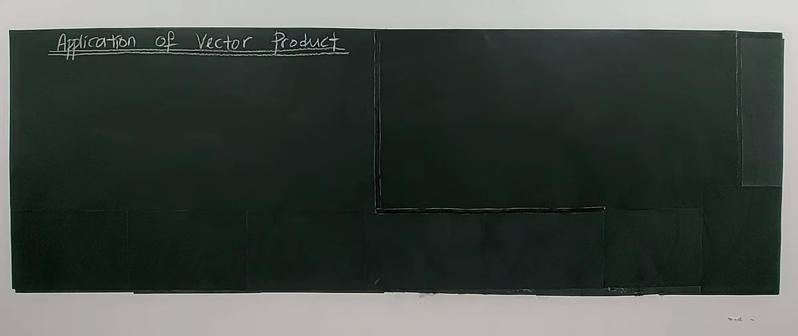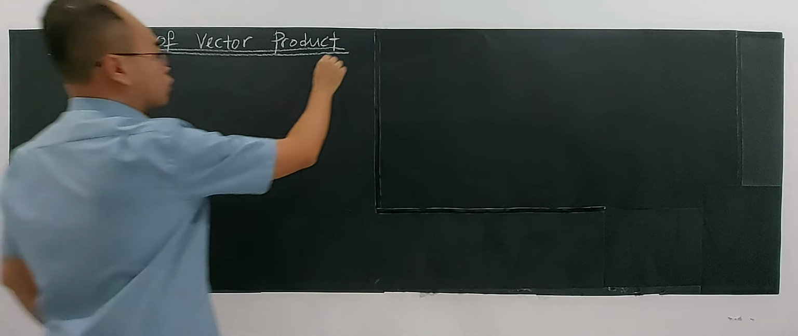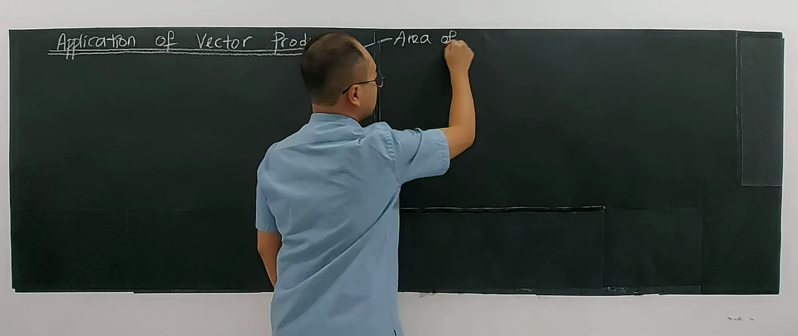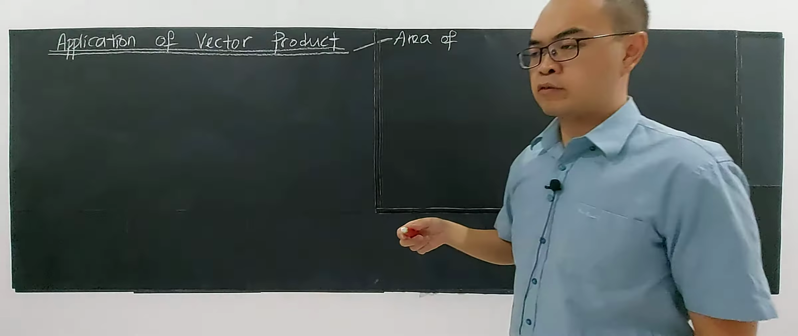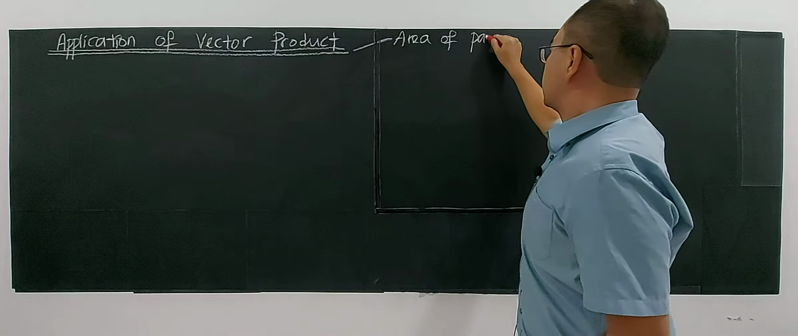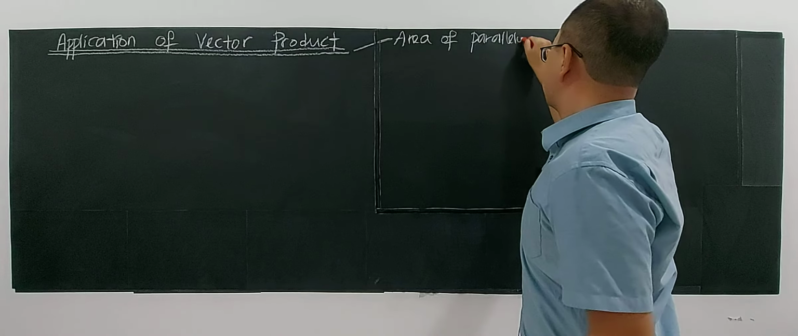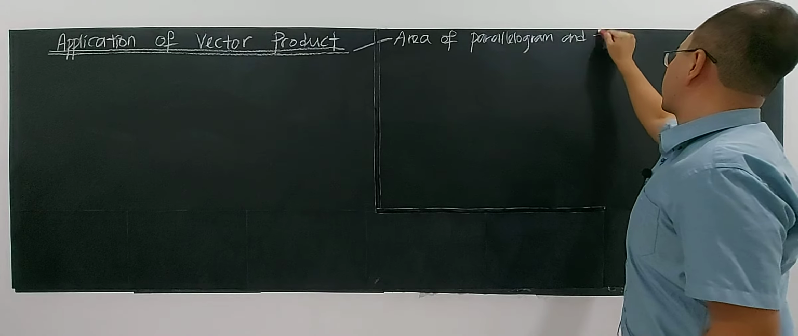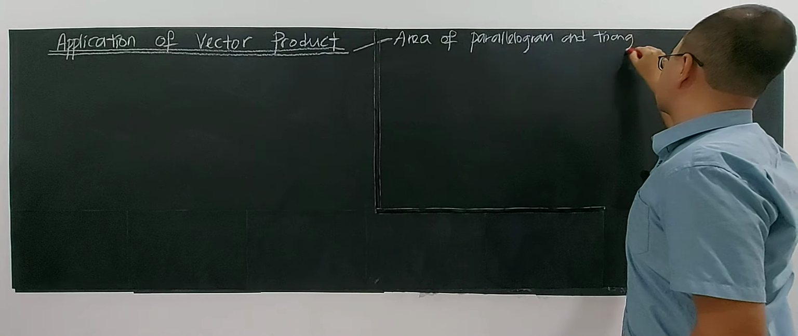Hi, in this video we're going to discuss applications of the vector product. One of the applications of the vector product is finding the area of a parallelogram, and also the area of a triangle.